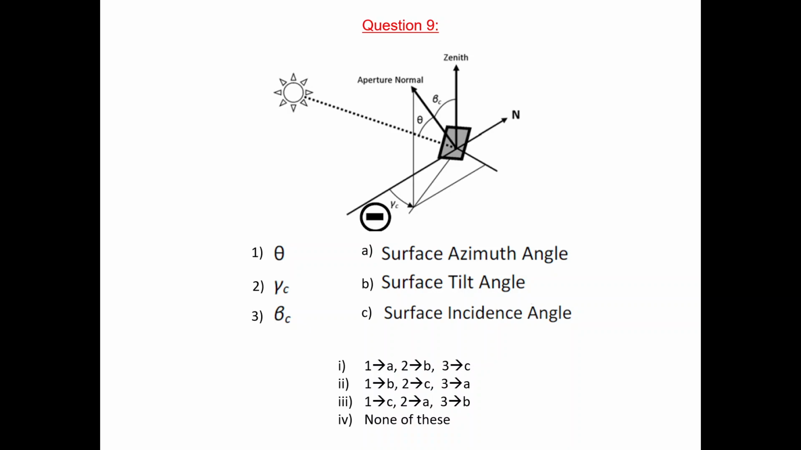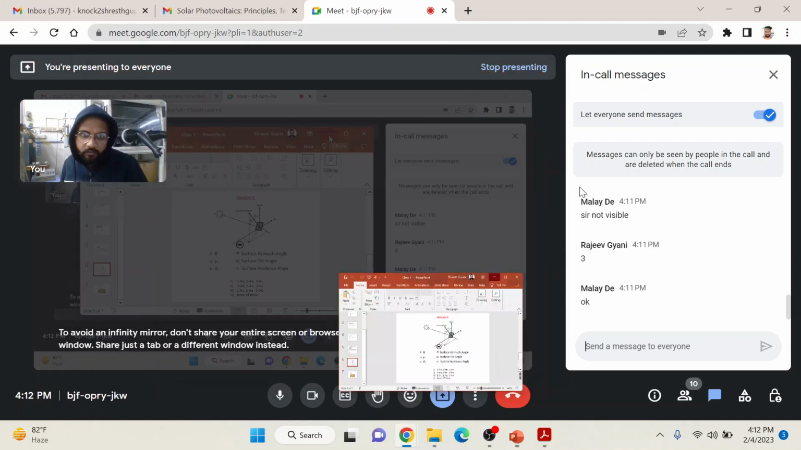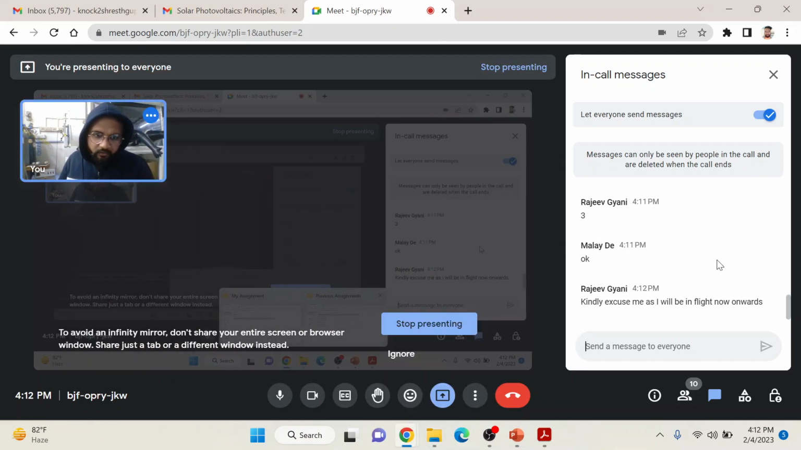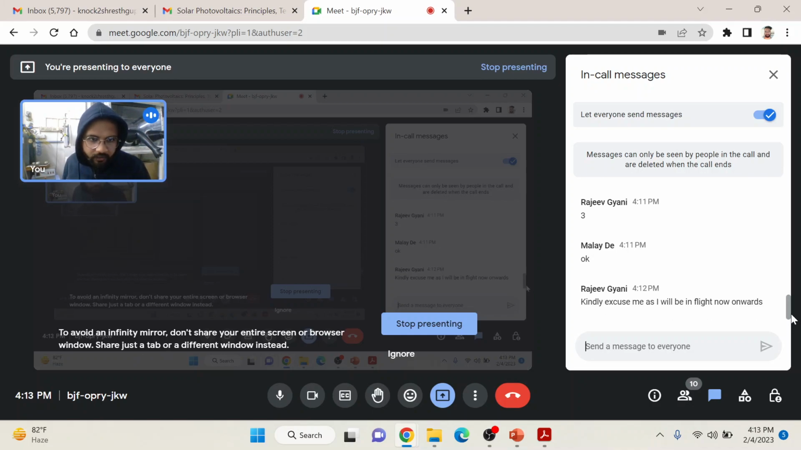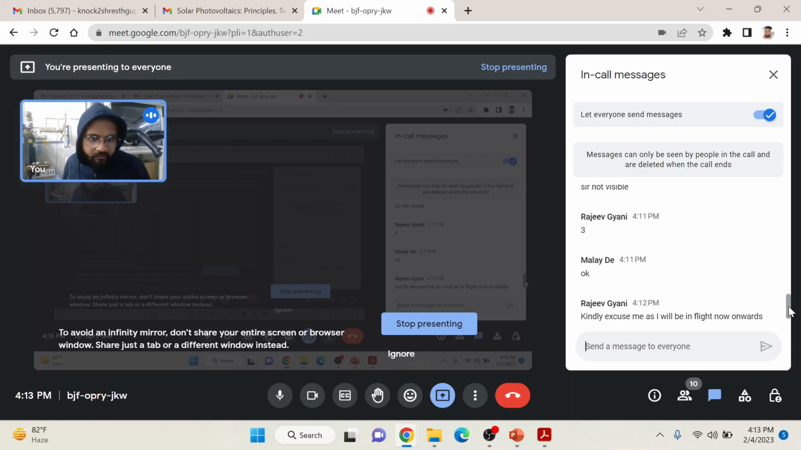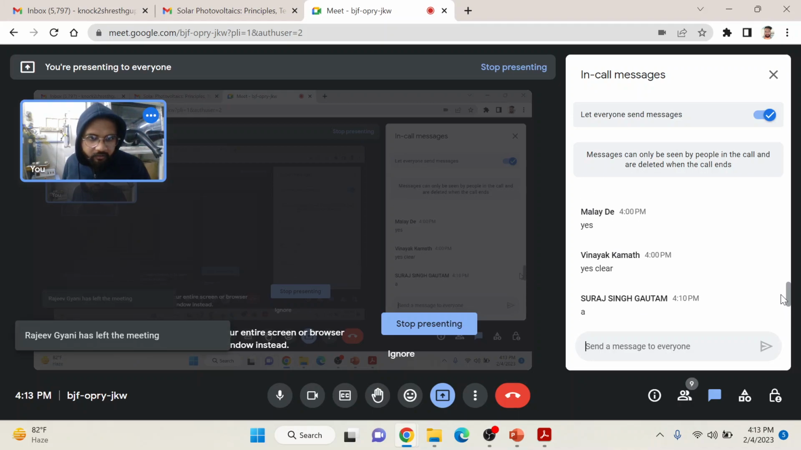The answer is third number. Okay. Other people? Rajiv. Okay. You can go. I'll share the solution, don't worry. And if you have doubts, you can mail me. Malay is saying okay. The answer is 3. Rajiv is saying 3. Abin is saying 3. Suraj is saying A.